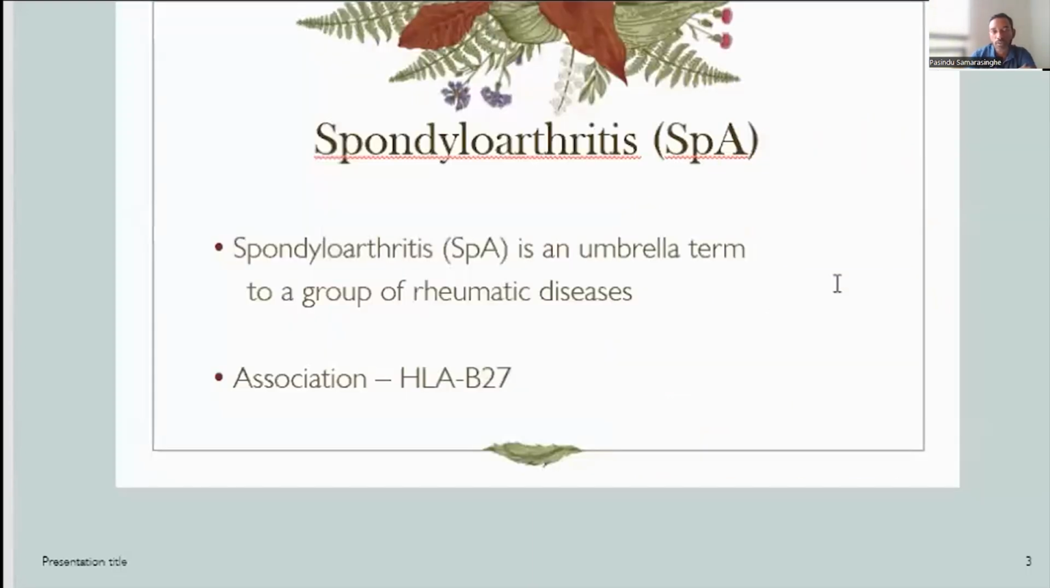So we're going to discuss spondyloarthritis. This is an umbrella term for a group of rheumatic disorders. It is very common in rheumatology, and they are different diseases but have common clinical features, common etiology, and even the investigations and management are similar. And they are all associated strongly with HLA-B27.